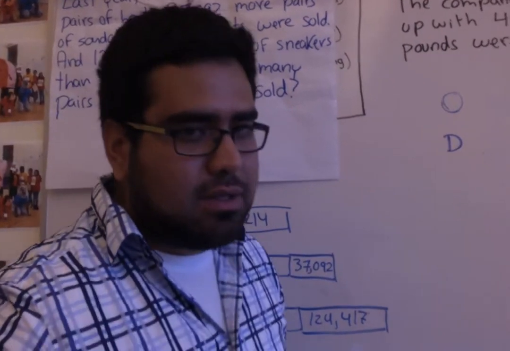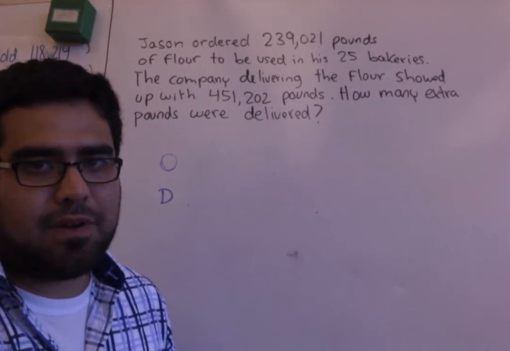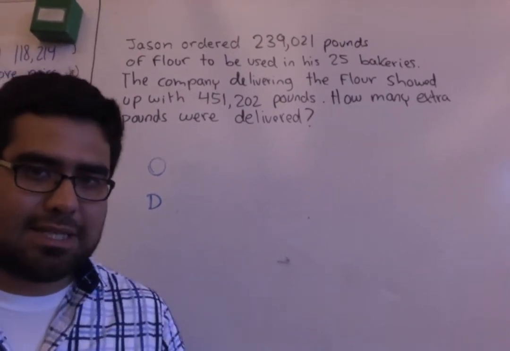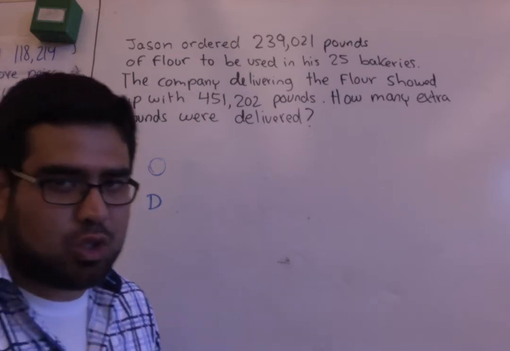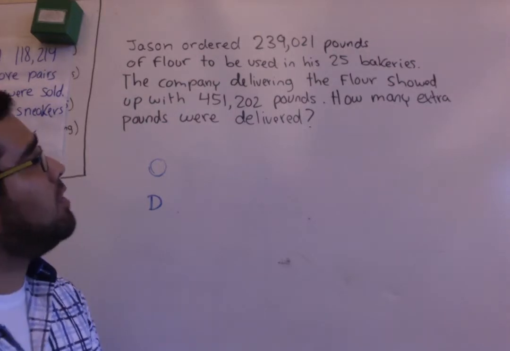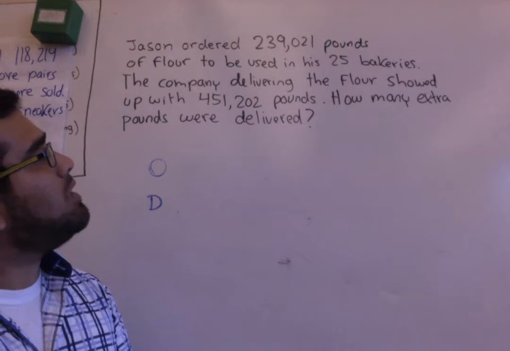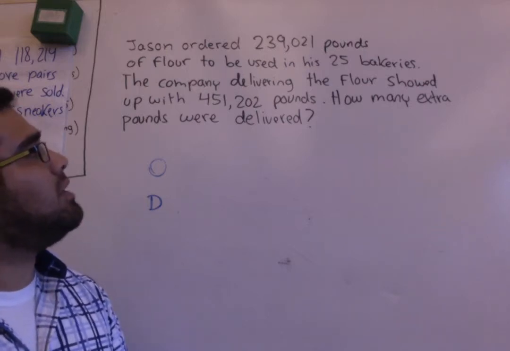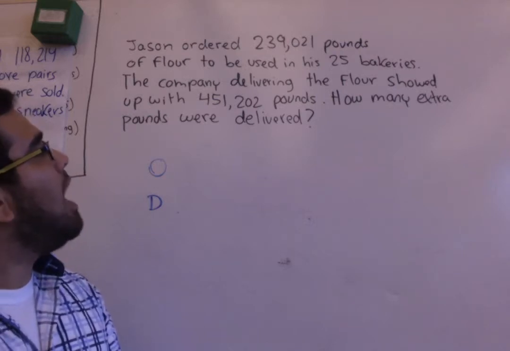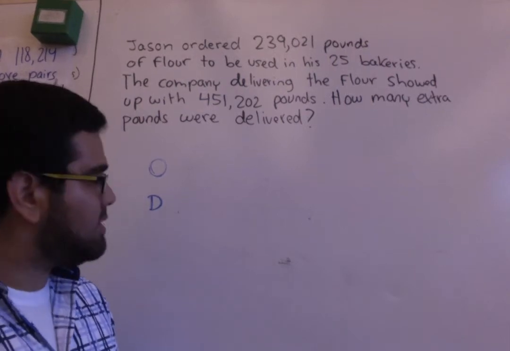All right, so now let's go over to what we're going to do on Thursday and Friday, and what students have already gotten a little bit of a head start during our PLT sessions. We have a word problem here. Jason ordered 239,021 pounds of flour to be used in his 25 bakeries. The company delivering the flour showed up with 451,202 pounds. How many extra pounds were delivered? All right, so let's work on our tape diagram to start.